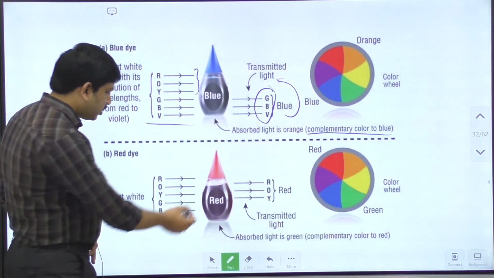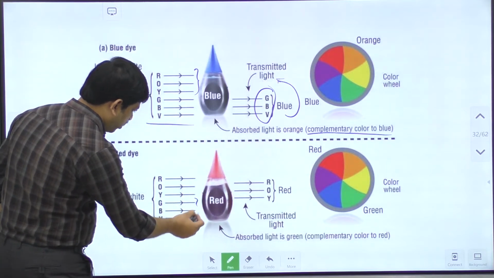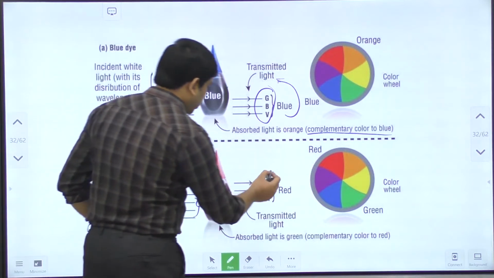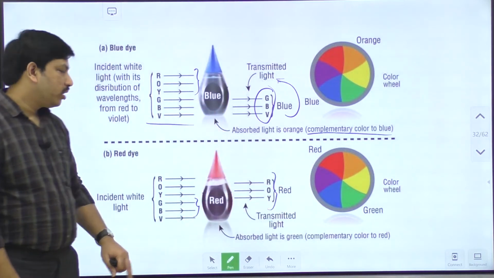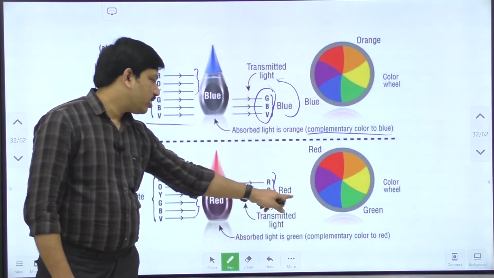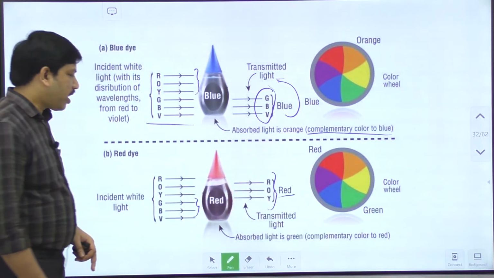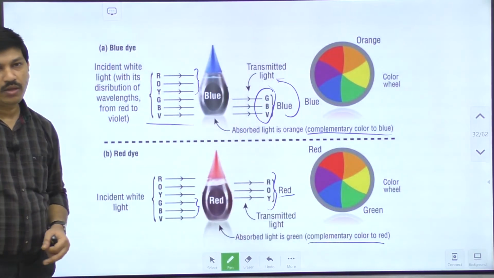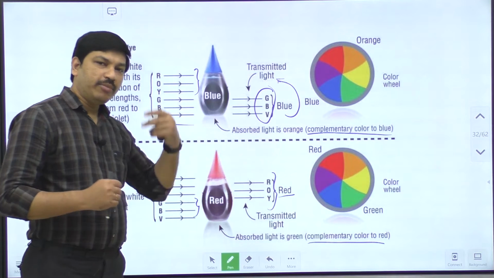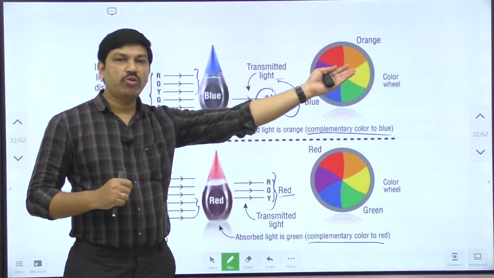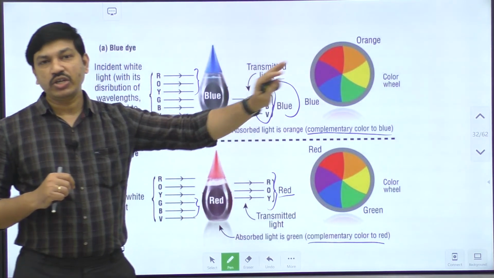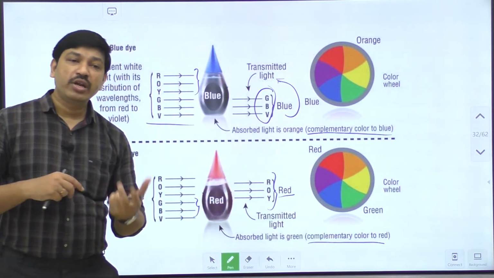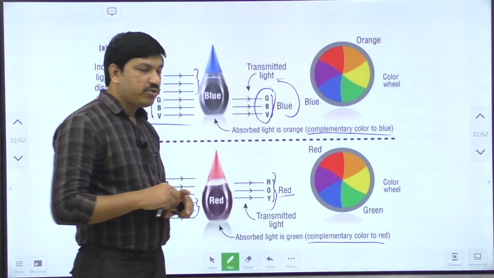In the second case, this red indicator is absorbing these three colors, green, blue, violet, and it is transmitting red, orange, yellow. These three colors combine with each other and produce red color. So this is the complementary color we see from the color wheel. Like this, the absorbed radiation is always different from the color the compound shows, and that is called complementary color. That is mainly because of the combination of various wavelengths. So we have to understand that.